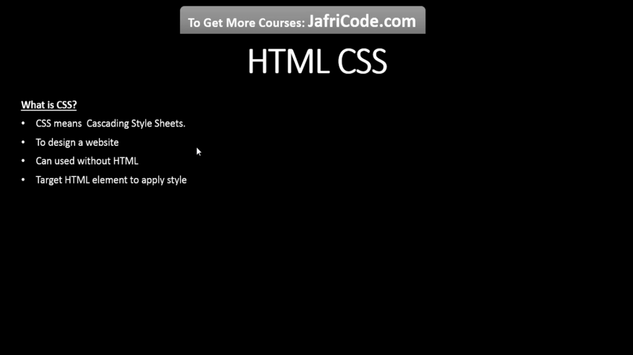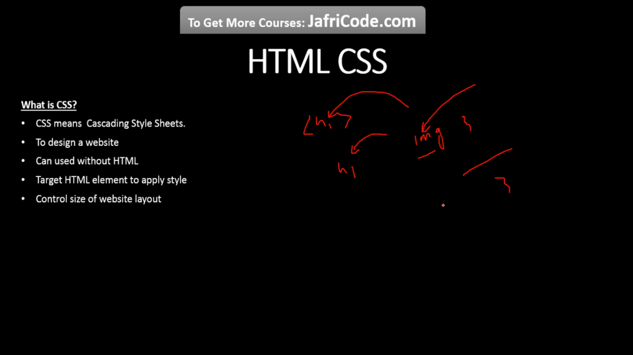Target an HTML element to apply style. You have to target an HTML element, for example h1. If you want to apply CSS on h1, you have to select h1, then you can apply a CSS property on this element. For example, if you want to apply a CSS property on the image tag, to control its width and size, you have to select it with a selector. You select image and then you can apply different styles on this image. So all the HTML elements can be affected by CSS properties.